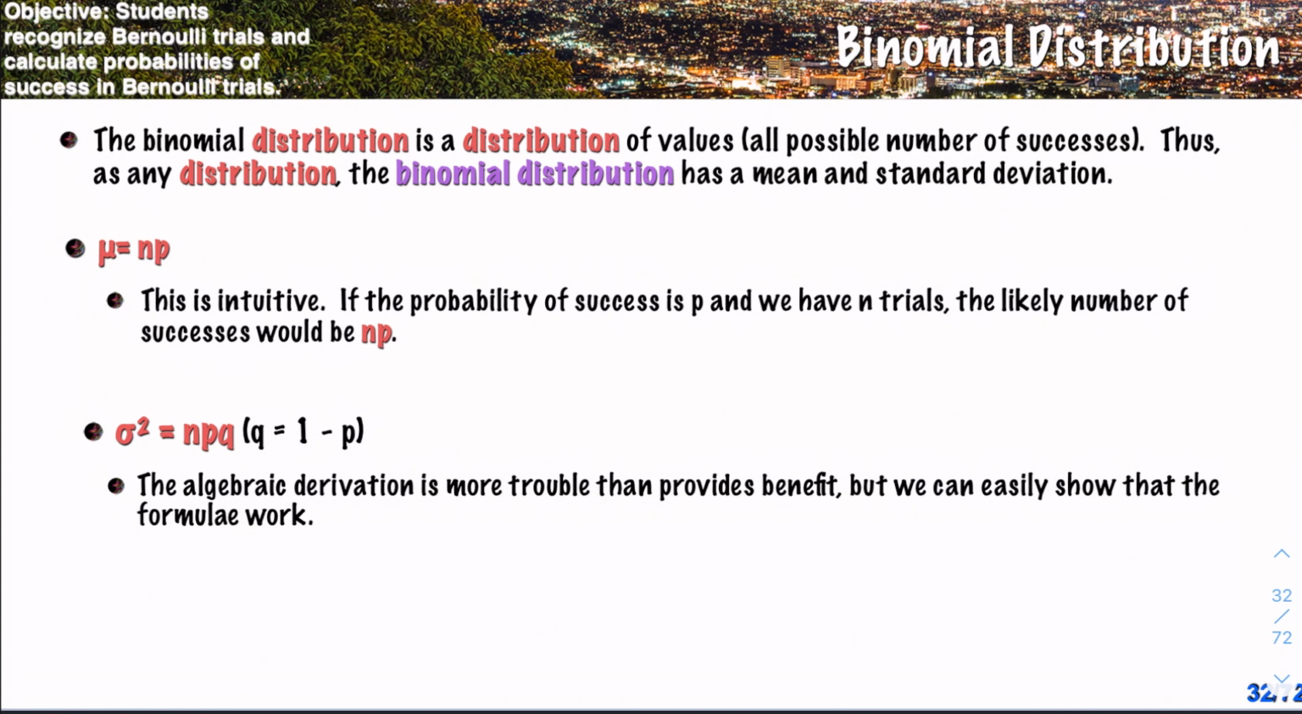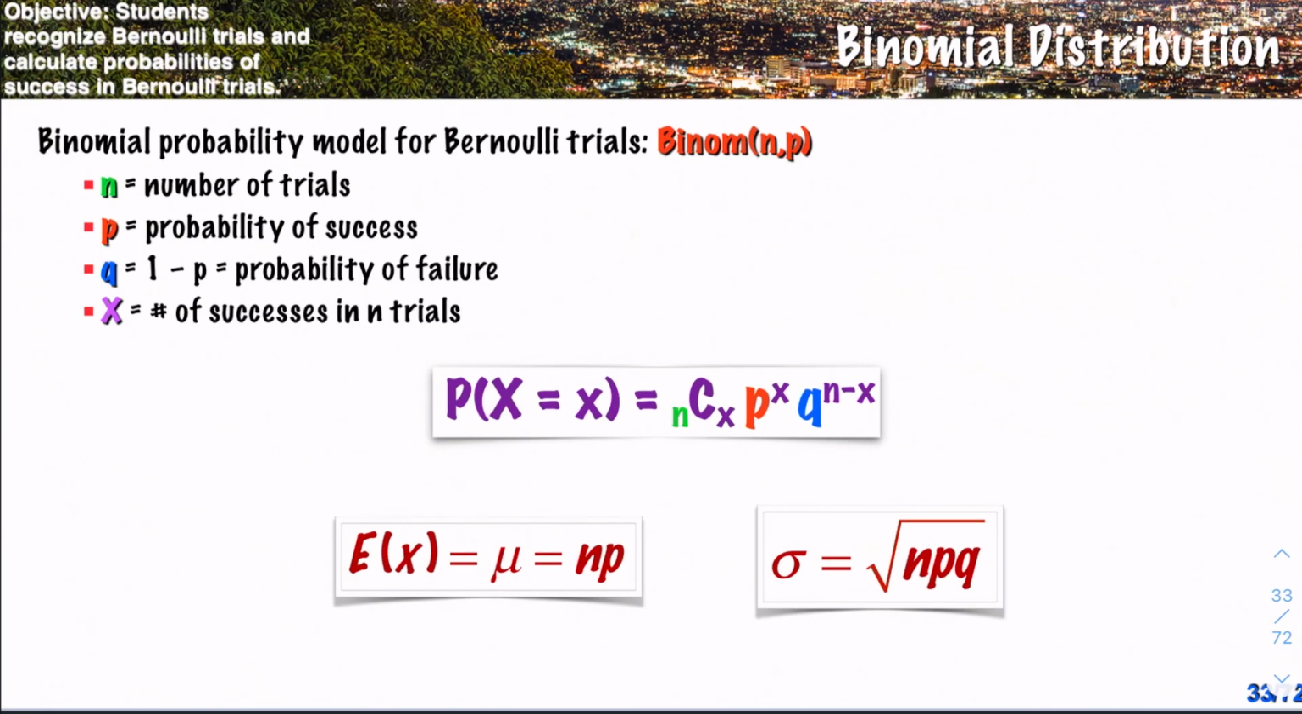Algebraic derivation is more trouble than it provides benefit, but we can easily show that the formula works. If you want to see it, I'll show you, but just trust me on it. So to put it all together, a binomial probability model for Bernoulli trials, or binomial n comma p: the probability that a random variable has x successes is n choose x, p to the x, q to the n minus x.